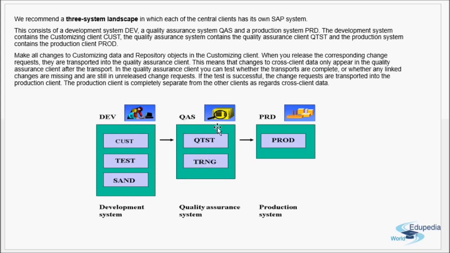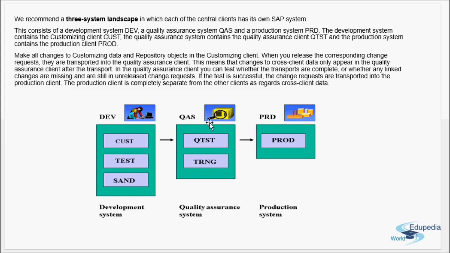In the quality assurance client, you can test whether the transports are complete or whether any linked changes are missing and are still in unreleased change requests. If the test is successful, the change requests are transported into the production client. The production client is completely separate from the other clients as regards cross-client data. You develop here and you transport it. So here we test it.